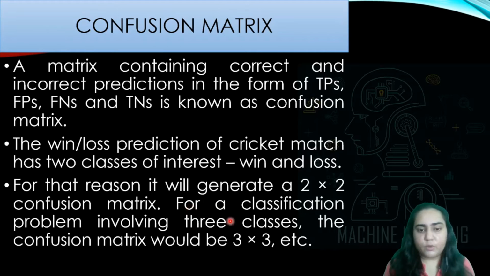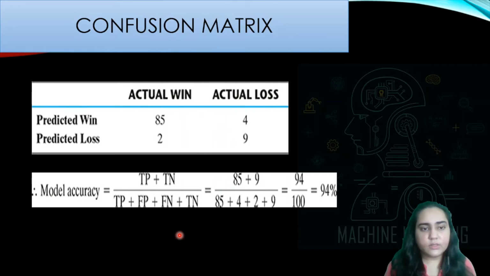If you had a problem involving three classes, then you would be creating a confusion matrix of 3 cross 3 dimensions. So let's just assume that this is the data, okay? So predicted win and actual win. This means we're talking about true positives. So there are 85 true positives.